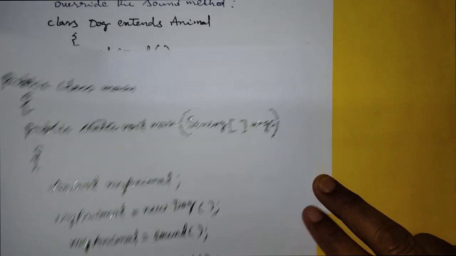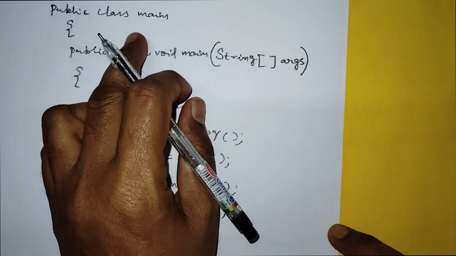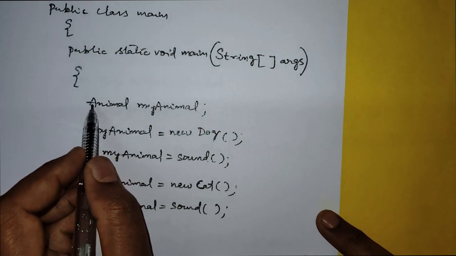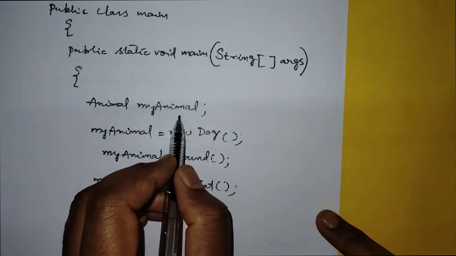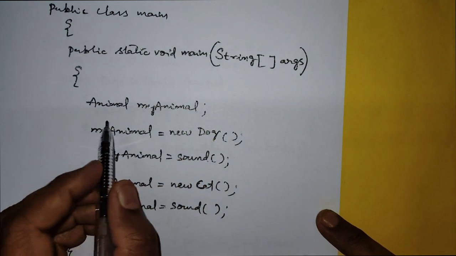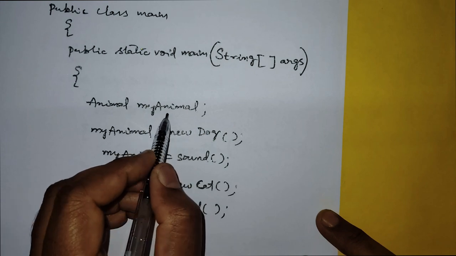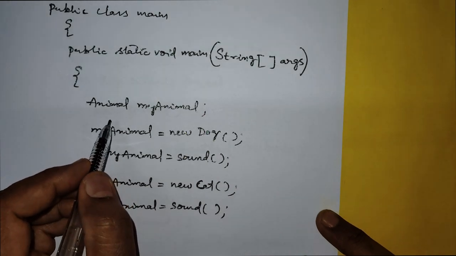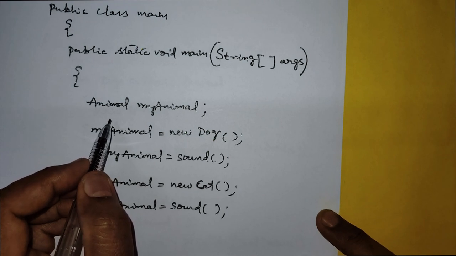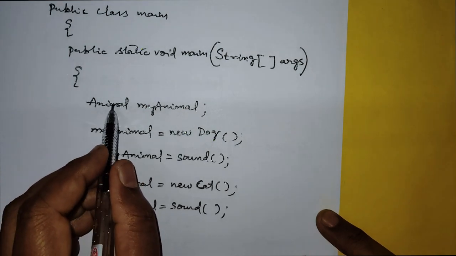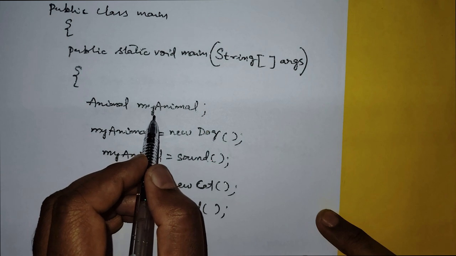And finally, the polymorphism in the main class. Here it is the main class. Animal is the reference variable. An Animal reference variable, myAnimal, is declared here. This reference can point to objects of any class that extends Animal. Which classes are those? One is Dog, another is Cat, the subclasses. Here Animal is a superclass, so myAnimal is a reference variable.